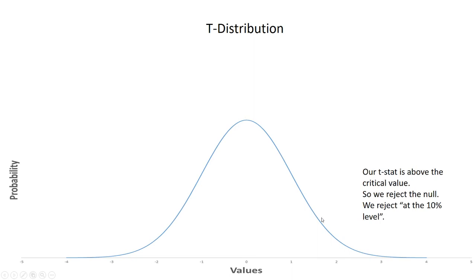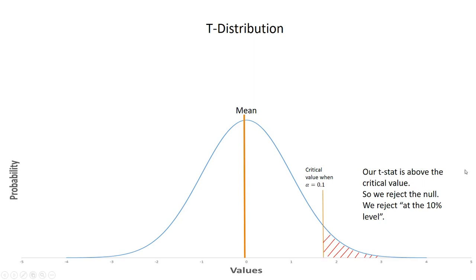Okay, so our t-statistic. If our t-statistic is above the critical value, we reject the null. We reject it at the 10% level. All right, so let's demonstrate this. Let's go back to this example. Okay, t-distribution, mean 0. Let's say we set a critical value based on alpha equals 0.1. That means there's a 10% chance of falling above it. This space here represents 10%.